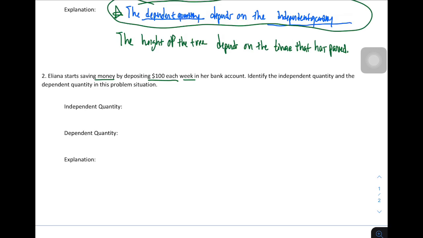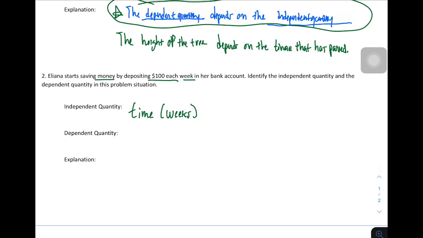And if time is in our problem, we know that that is going to be our independent quantity. And we are measuring time in this problem with weeks.